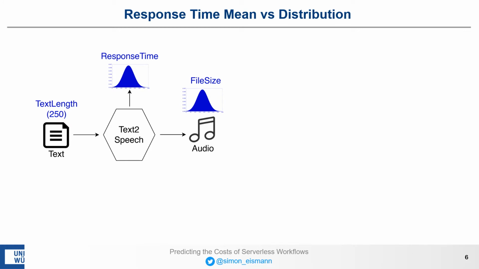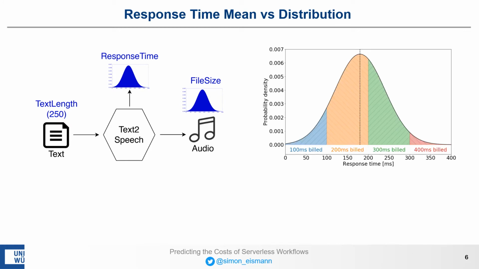So why do we care about this? Why not just take the mean? Here on the right, we have an example function execution time, where we have a mean of 180 milliseconds. And if we would now naively estimate this as 200 milliseconds because of the rounding up to the nearest 100 milliseconds, we would actually underestimate the billed time by 30 milliseconds, as you can see by the differently colored intervals.